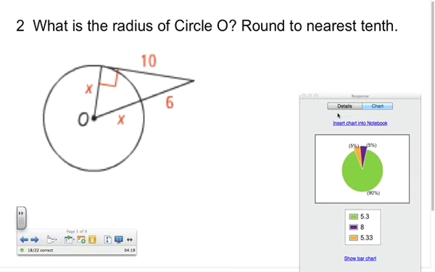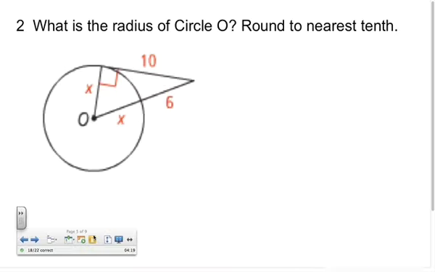I can see where someone would have gotten the 8 if you did x squared plus 6 squared equals 10 squared, kind of just plugged the numbers in the wrong way. You would have gotten 8. Let me once again show you how you would have plugged it in the right way to get the right answer. The Pythagorean theorem that you're plugging in is x squared plus 10 squared equals x plus 6 squared.